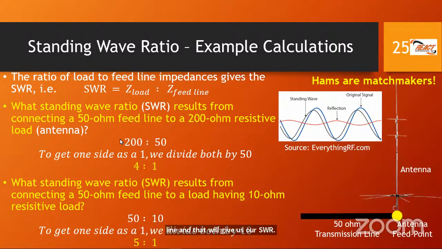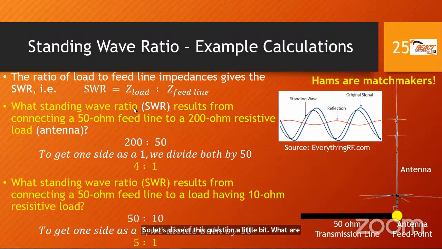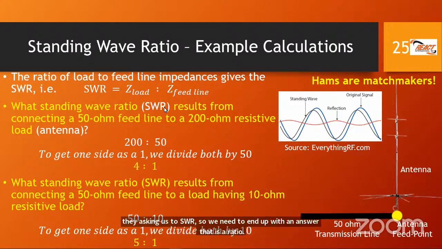And this is an exam question, right? After we complete this, we will then take a short break. The question is, what standing wave ratio, or SWR, results from connecting a 50 ohm feed line to a 200 ohm resistive load? Let's dissect this question a little bit. What are they asking us? What standing wave ratio? So they're asking us for SWR, so we need to end up with an answer that is a ratio. 2 to 1, 3 to 1, 4 to 1, that's a ratio, right? So they're asking us to calculate a ratio.